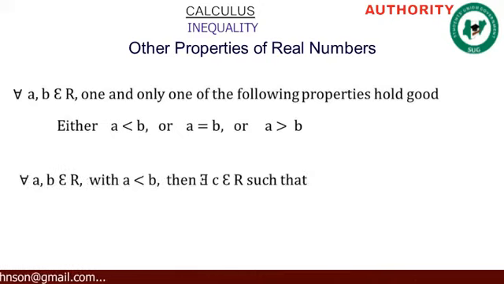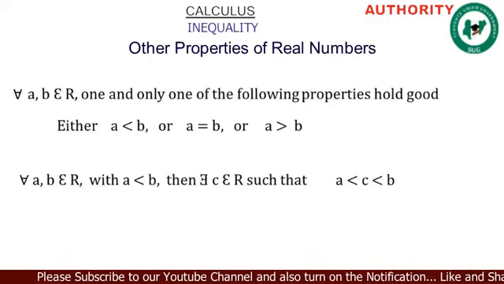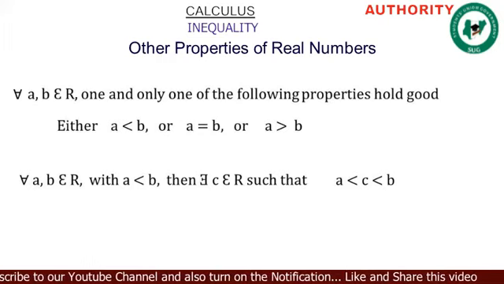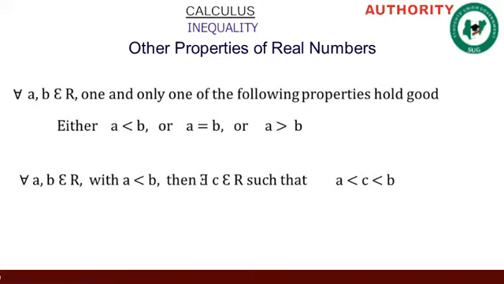Now let's go. We also say for all A, B exists in R, with A less than B, then there exists C which exists in R such that C is greater than A and less than B. So we say for all A, B real numbers with A less than B, there must exist C in R such that C is greater than A but less than B. Alright, now let's go.